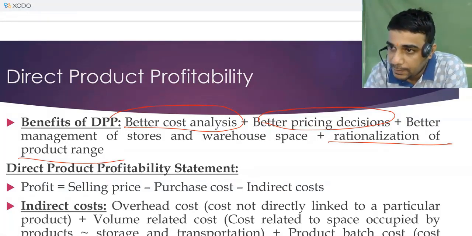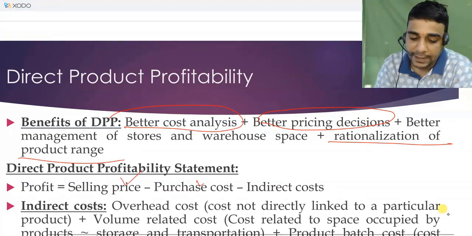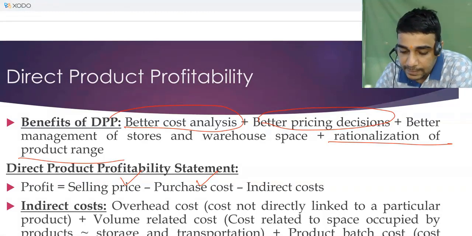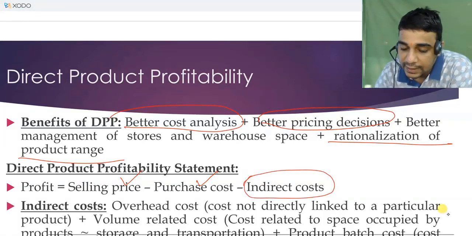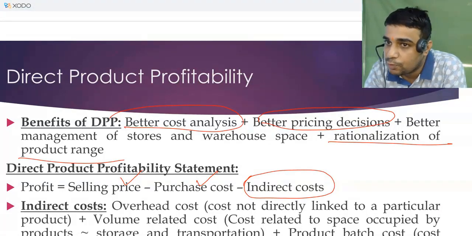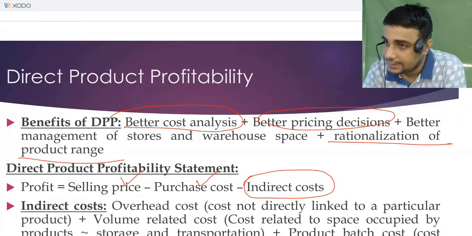And profit according to this is selling price minus purchase cost. Selling price minus purchase cost and minus indirect cost. Indirect cost is overheads. I don't have labor cost and other things coming in here because this is more from a retail sector point of view. Basically, the profit is equal to selling price minus variable cost minus indirect cost. Indirect cost or fixed cost.